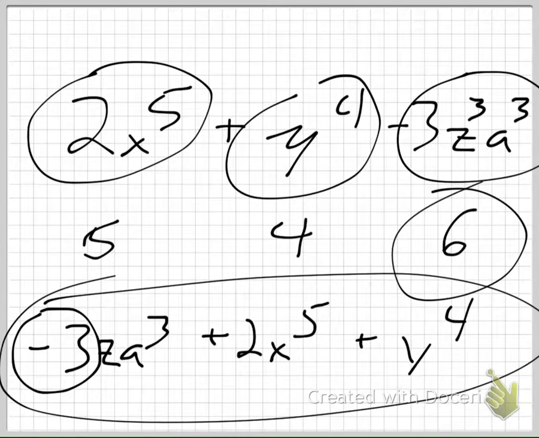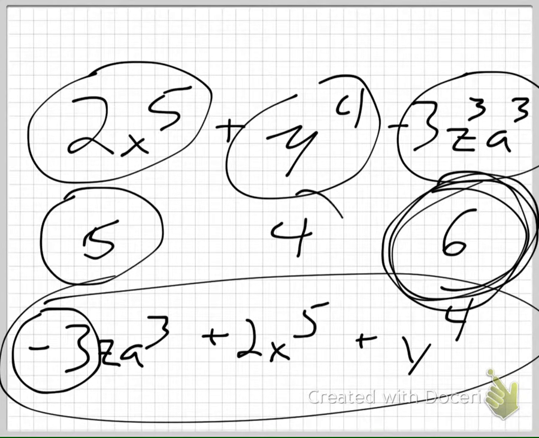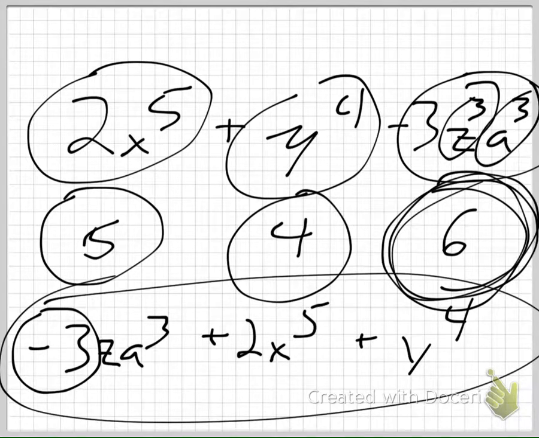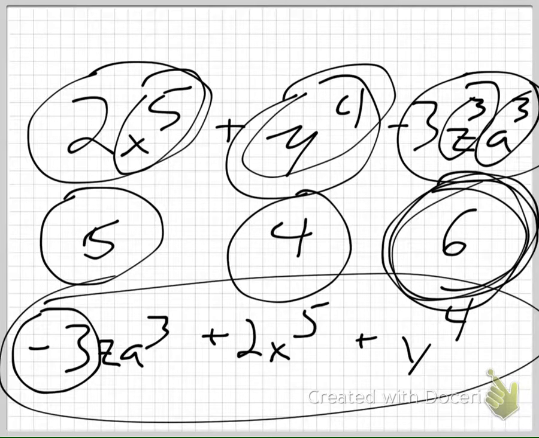Question. I told you to put them in descending order: the biggest first, then the next smallest, then the smallest. How is the degree 6? Because it's z to the 3rd, a to the 3rd. What about the others? These are x to the 5th, that's just 5. And this is y to the 4th, that's 4. It's how many total variables are multiplied by each other.